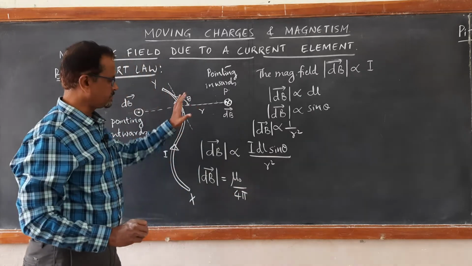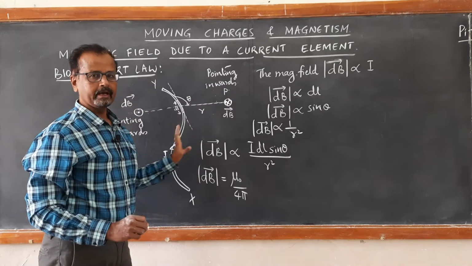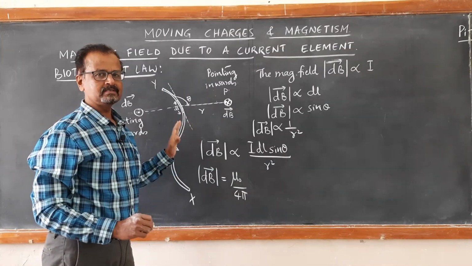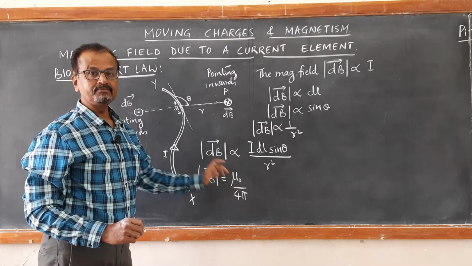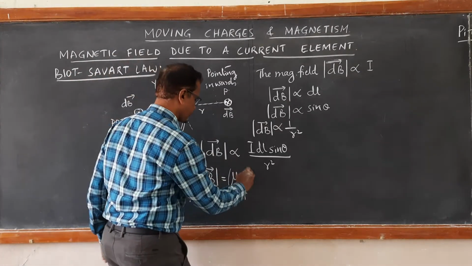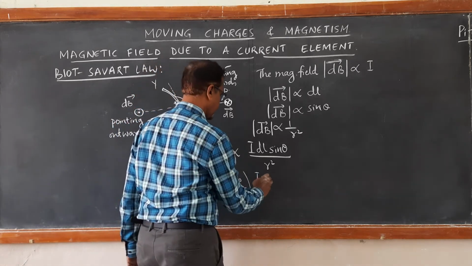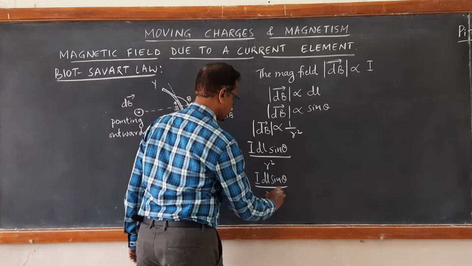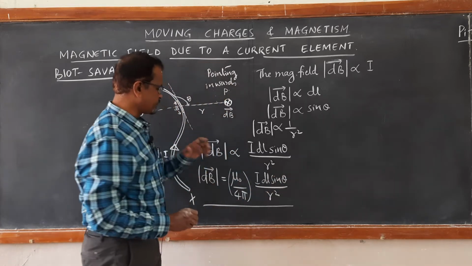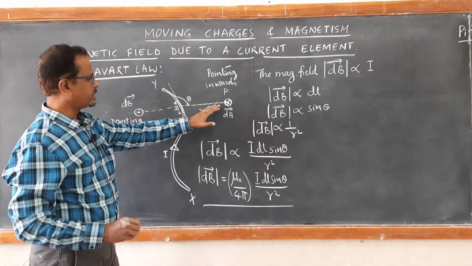Here we are considering the medium to be free space, vacuum or air. Vacuum or air are being taken as free space, and mu naught is called the permeability of free space. Mu naught upon 4 pi is the constant into I dl sin theta by r square. So this becomes the magnitude of the magnetic field due to the small current element I dl at a distance r.